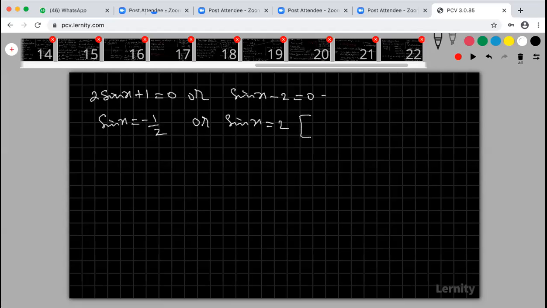But look at that. We know that minus 1 is less than or equal to sin x, which is less than or equal to plus 1. We know the curve. What is the graph of the sin x curve? The graph lies like that and goes on. So the value of the function lies between plus 1 and minus 1 only. So this is not possible. Sin x equal to 2 is not at all possible.